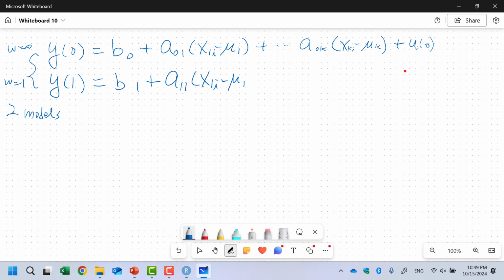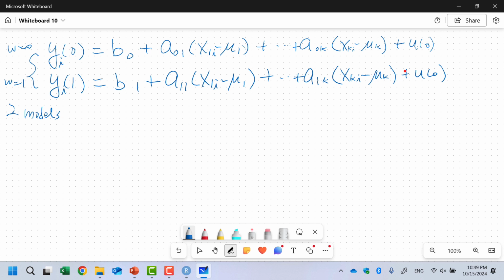x1i minus mu1. This is the first variable, and this is one individual, right? So this is an individual. Plus, and we will have the same thing, a1k xki. This variable will be the same. So in this form it looks weird, but actually this is still fine, because if you just calculate it, this mu is the average of the variable xi.